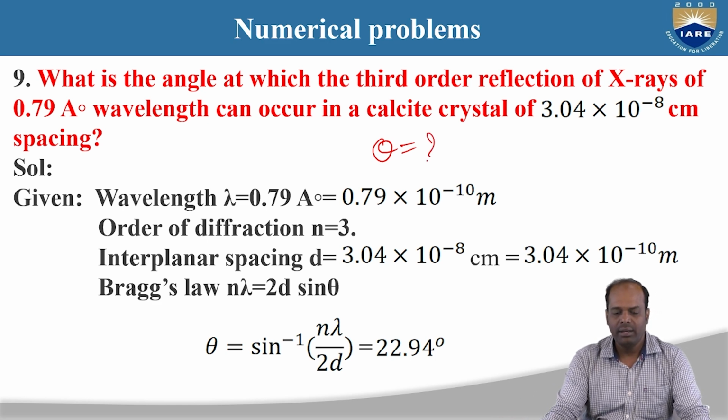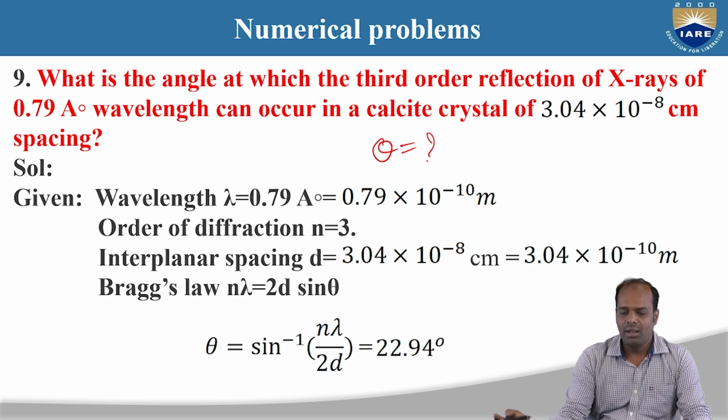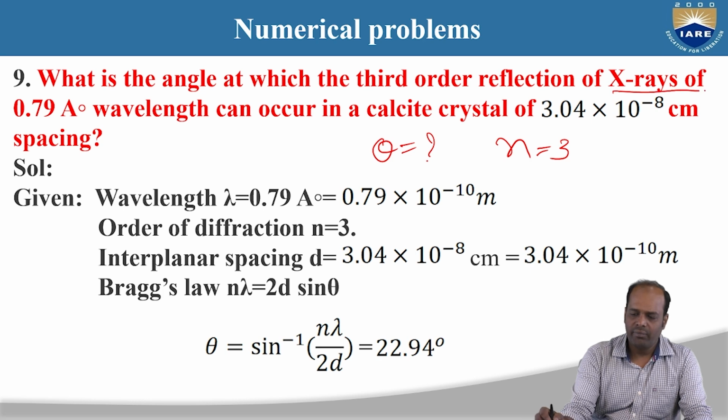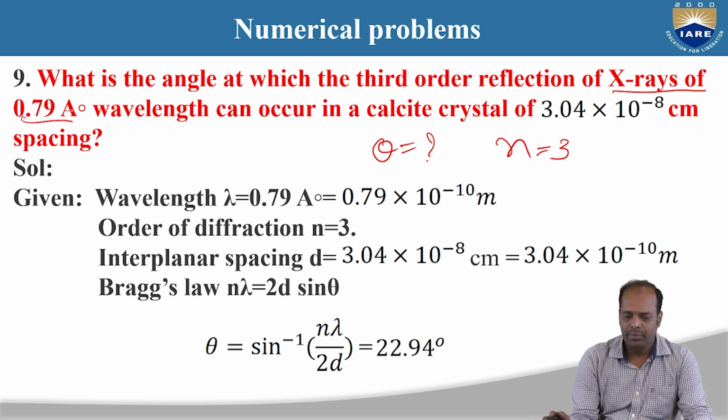What is theta at which third order reflection, means n is equal to 3, they are giving. Order means they are telling Bragg's reflection. So Bragg's law, n lambda is equal to 2d sin theta, n is equal to 3 they give. And the wavelength of X-rays is 0.79 angstrom. So we need to convert 0.79, 1 angstrom is equal to 10 to the power of minus 10 meters. N is equal to 3 they give.